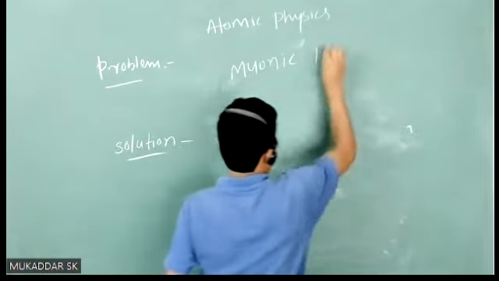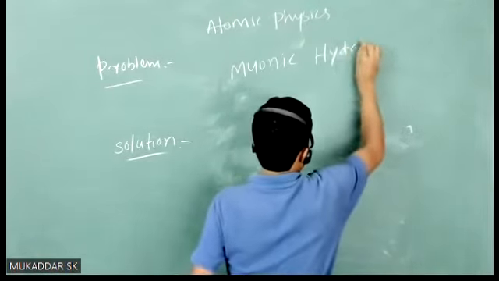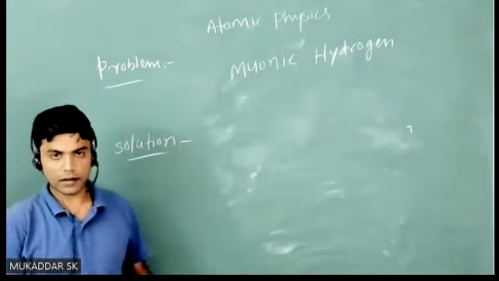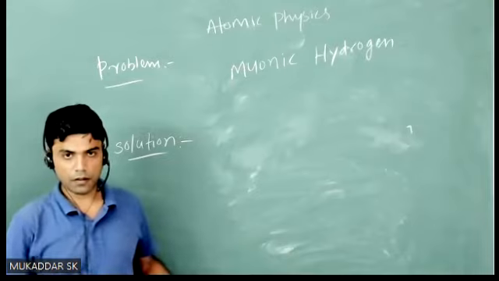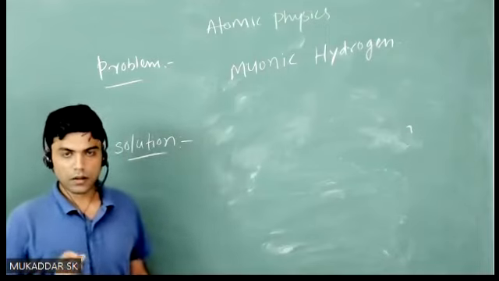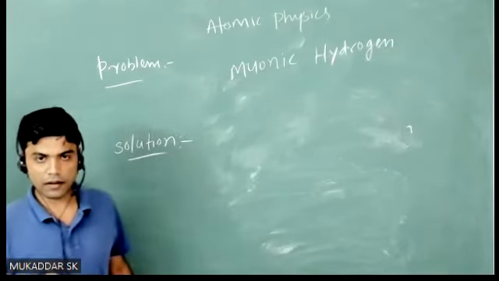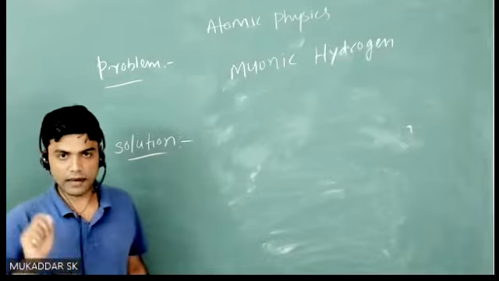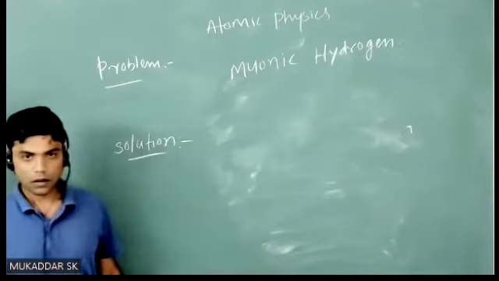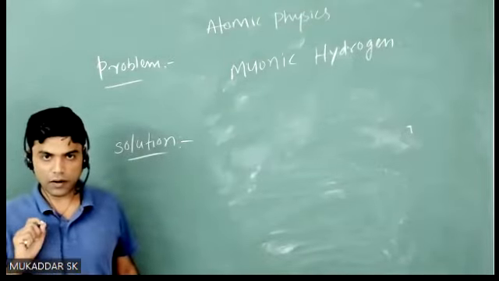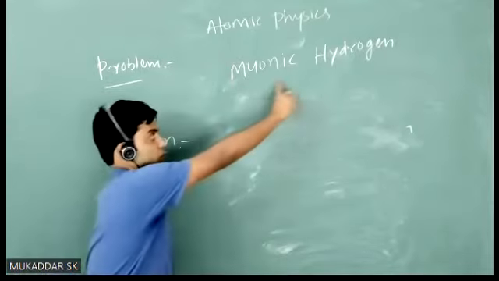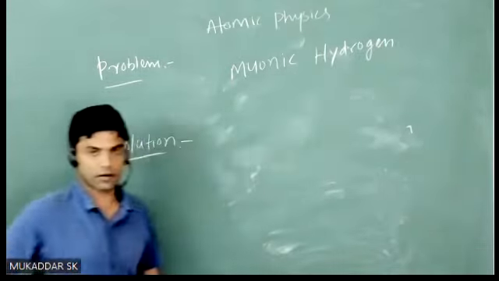Muonic hydrogen. Okay. Also calculate the energy of first Balmer line of same system. So again I am repeating, calculate the energy of first and second Lyman line of muonic hydrogen. Also calculate the energy of first Balmer line for same system. I mean the system is again muonic hydrogen.